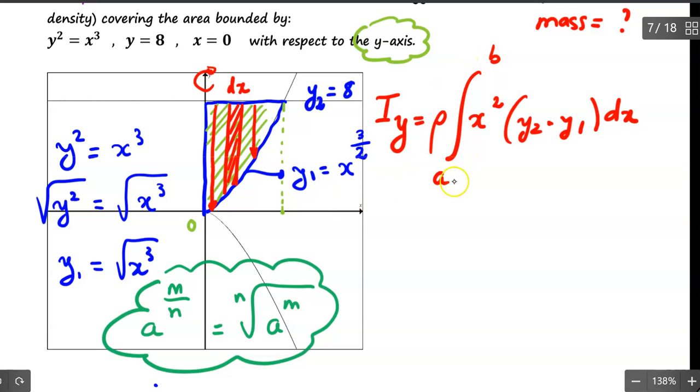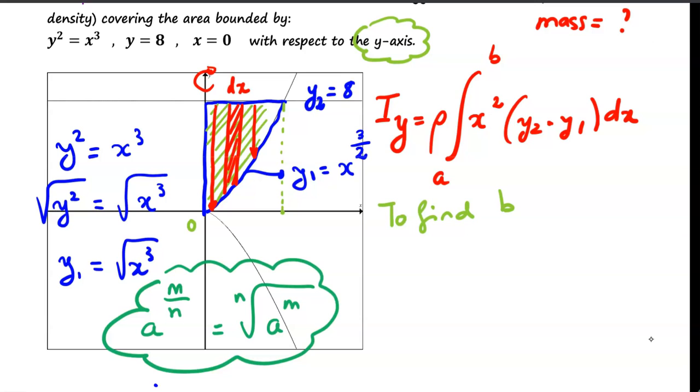So you see that we are preparing all the steps before we can integrate. Here is a to b. We need to solve for this point. We have x squared, y2, we found that, y1, we found that, but they are in terms of x. Alright, so now let's find this point right here. To find this point, I'm going to let y1 equal to y2. So this a is equal to 0 for sure. It's very obvious. This point is equal to 0.